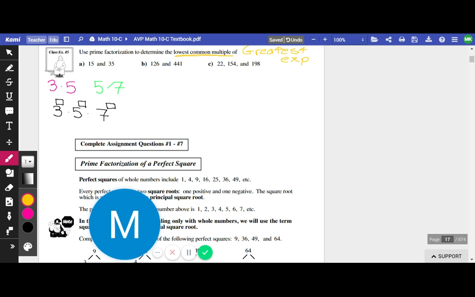In our case, the largest exponent I ever used on a 3 was 1. The largest exponent I ever used on a 5 was 1. And the largest exponent I ever used on a 7 was 1. So I would go 3 to the power of 1 times 5 to the power of 1 times 7 to the power of 1. And you should get 15, 30, 60, 90, you get 105. That would be the lowest thing that both of those numbers could multiply to become.